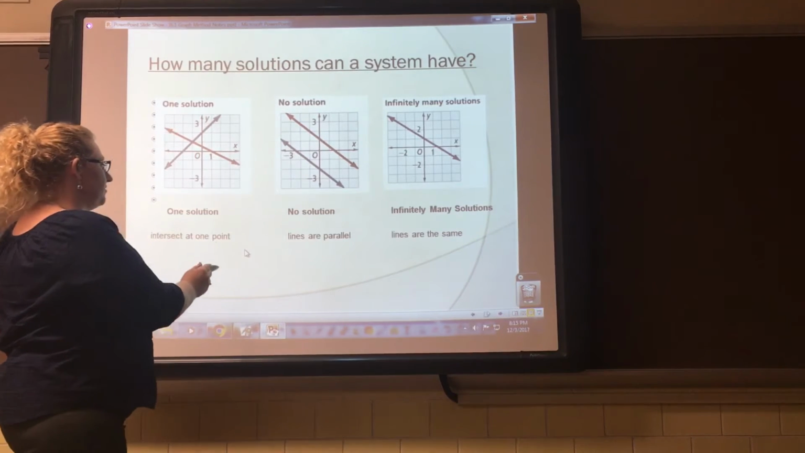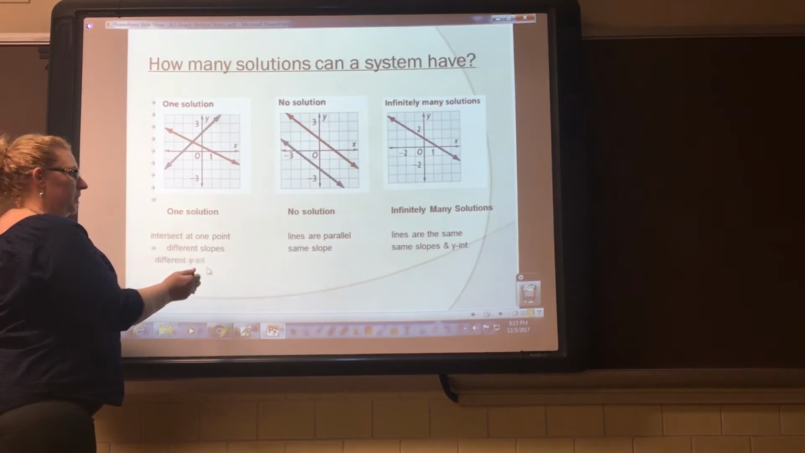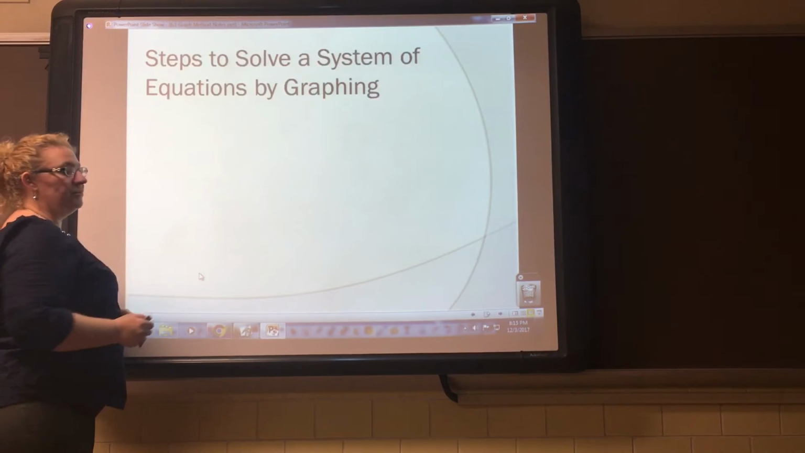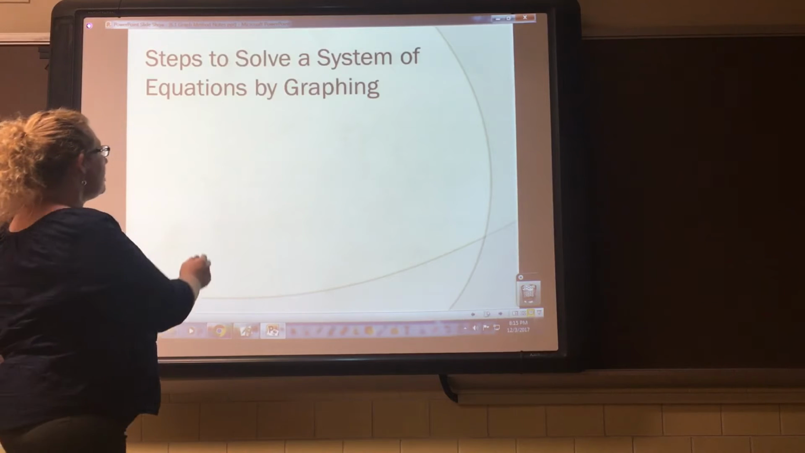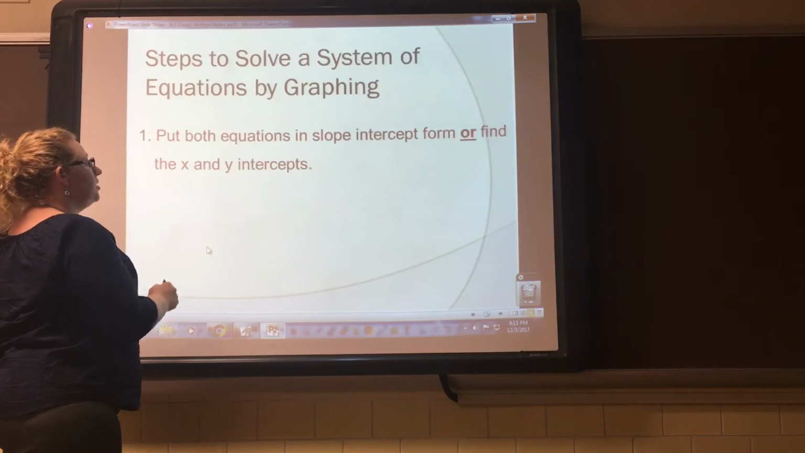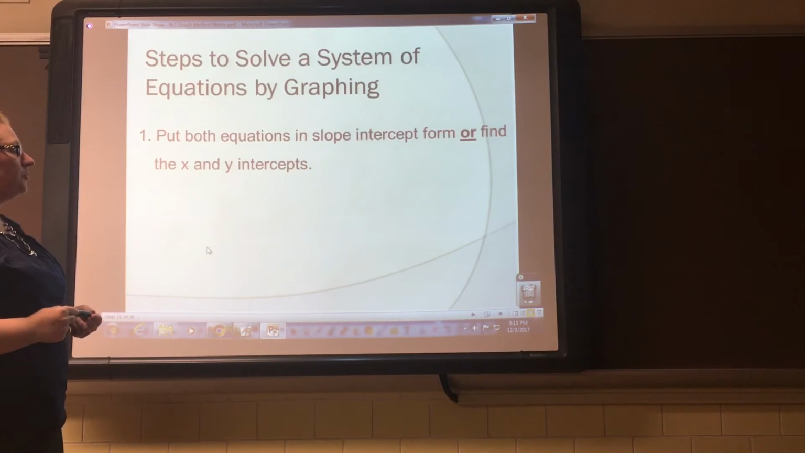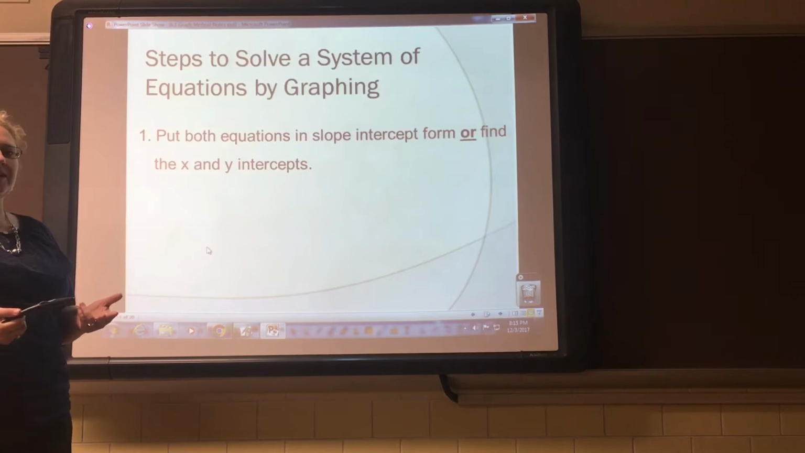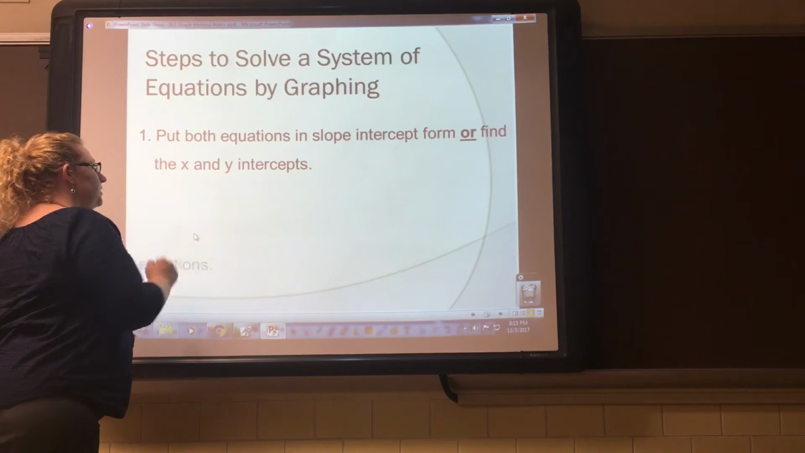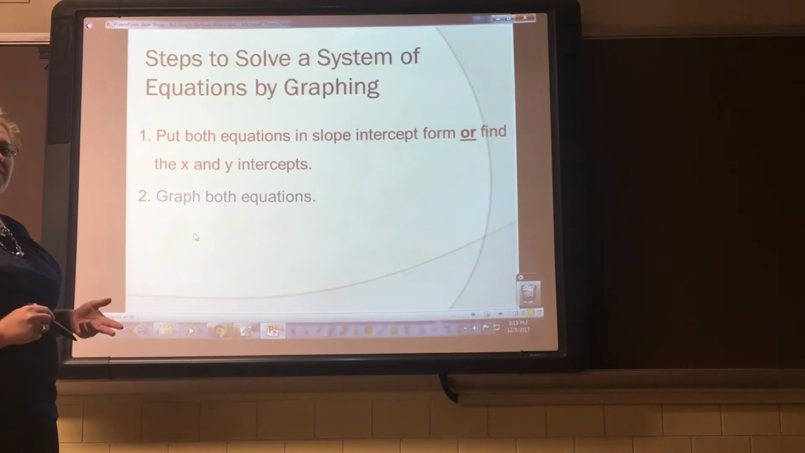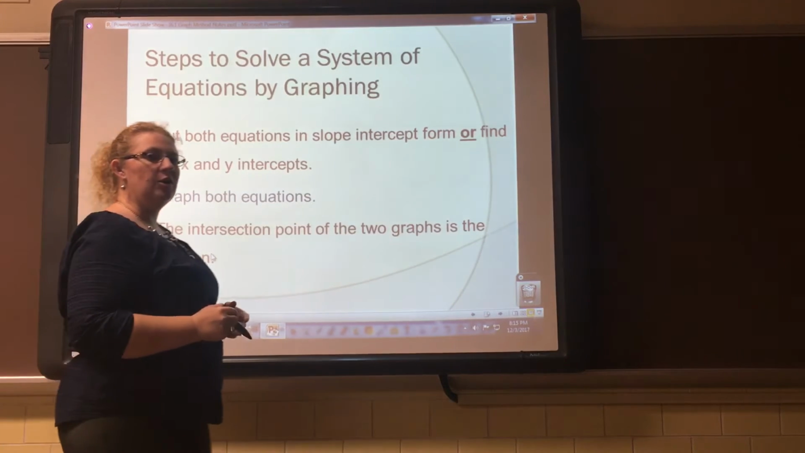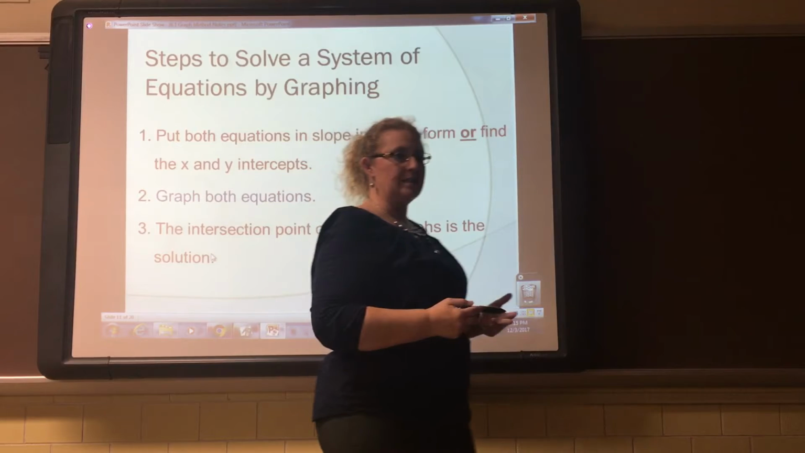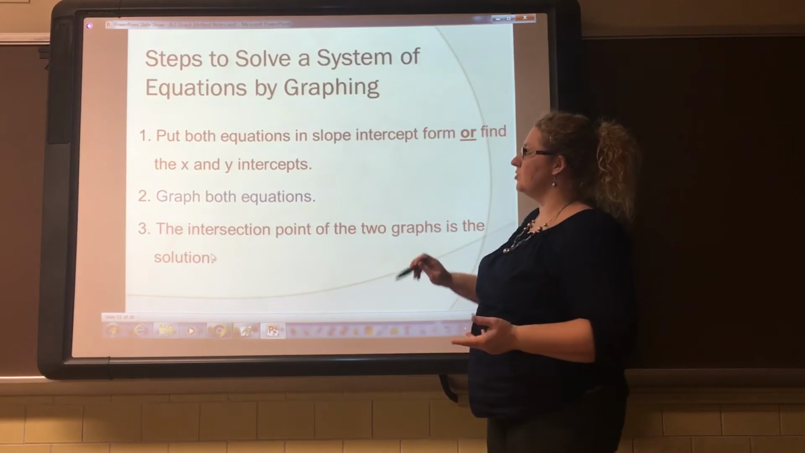So there's just some identifying characteristics that I've already written on your paper here, and I'd like for you guys to use those as you prepare for the next test that we have. All right, so here are the steps that we're going to do. We're going to put both equations in slope-intercept form, or we're going to find the x and y intercepts. Once we have that information, we're going to graph both of those equations, and after we graph it, then our goal is to figure out where the 2 lines intersect, and then that's going to be our solution.